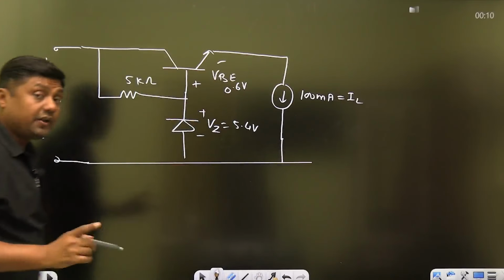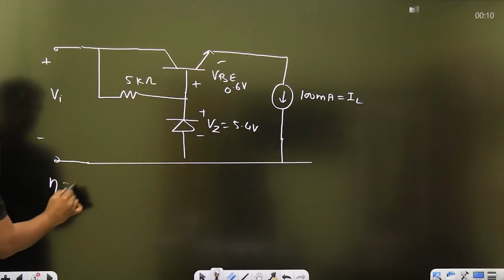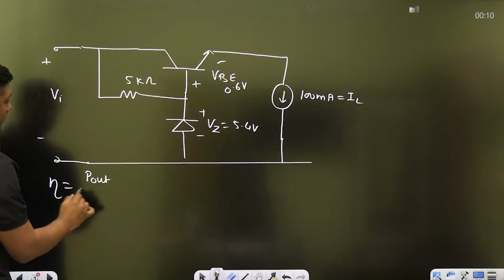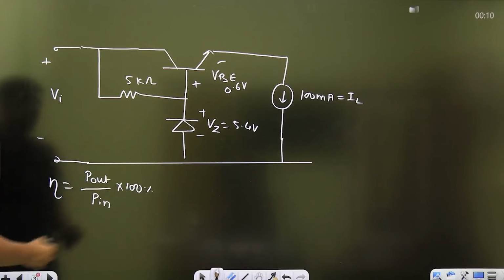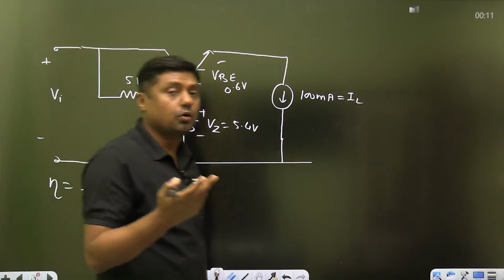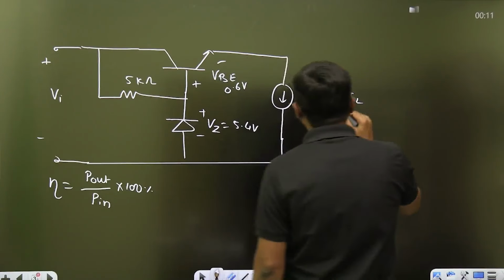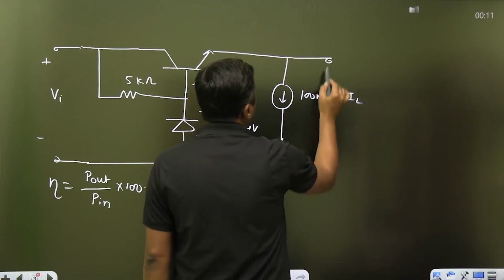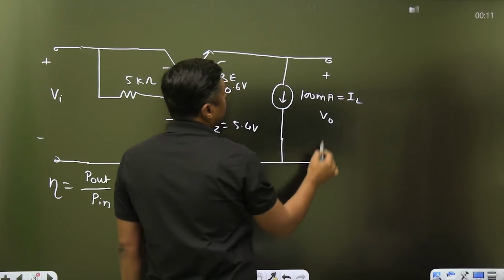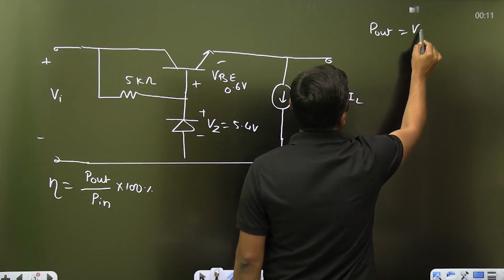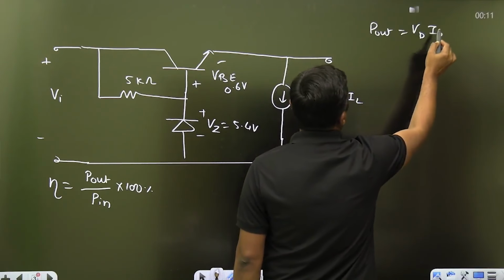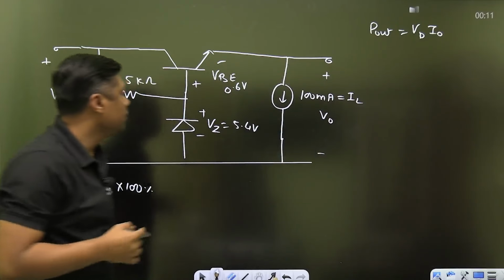Now guys, from the question, if you are getting the idea, the efficiency is output power upon input power into 100%. If this is the efficiency, how much input power is converted into output power? Then we have to calculate the output voltage at this point, because the output power is output voltage times output current. Output current is nothing but the load current.